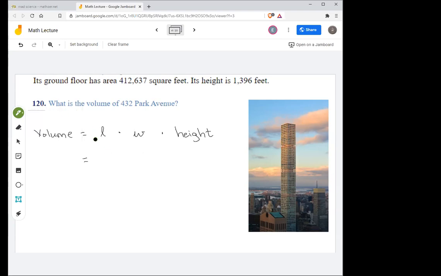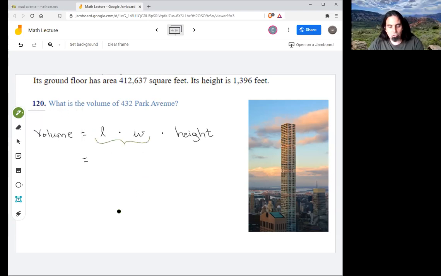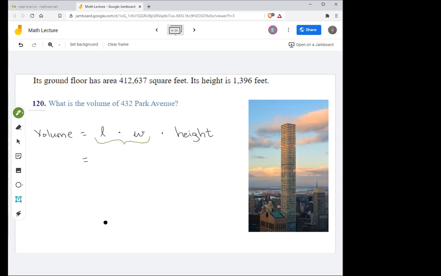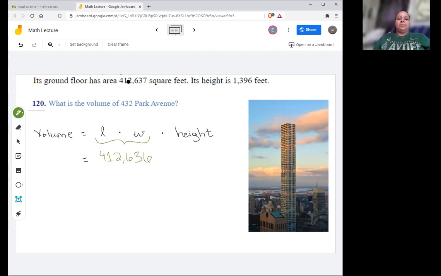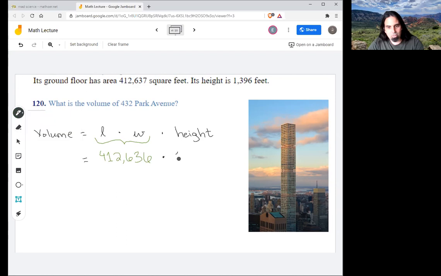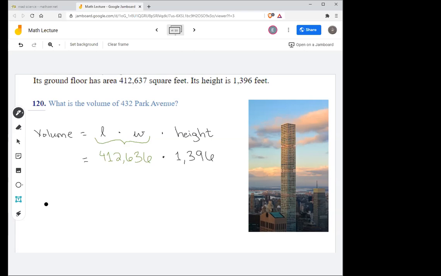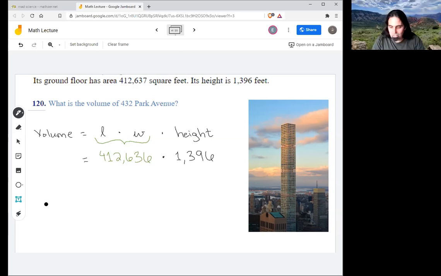I'll give you a hint. I'll draw that there. Would it be the 412,637? Yeah, it tells us the length times width already, not separately. And then we multiply by the other number. I didn't even see that up there. Okay, well, that's an eyesight check and me arranging it badly.